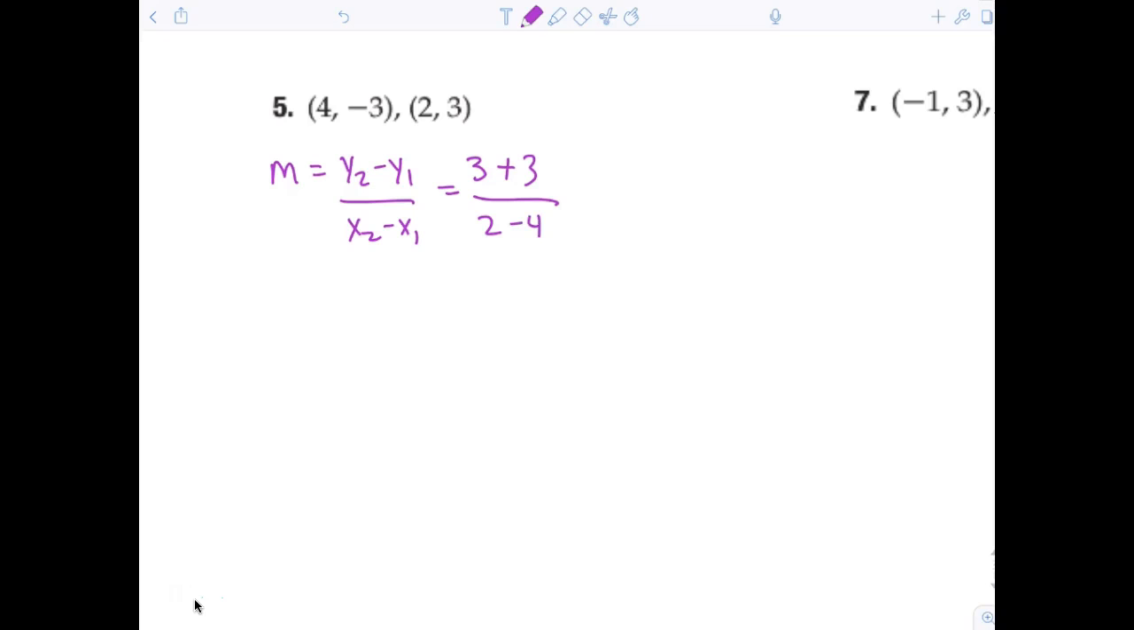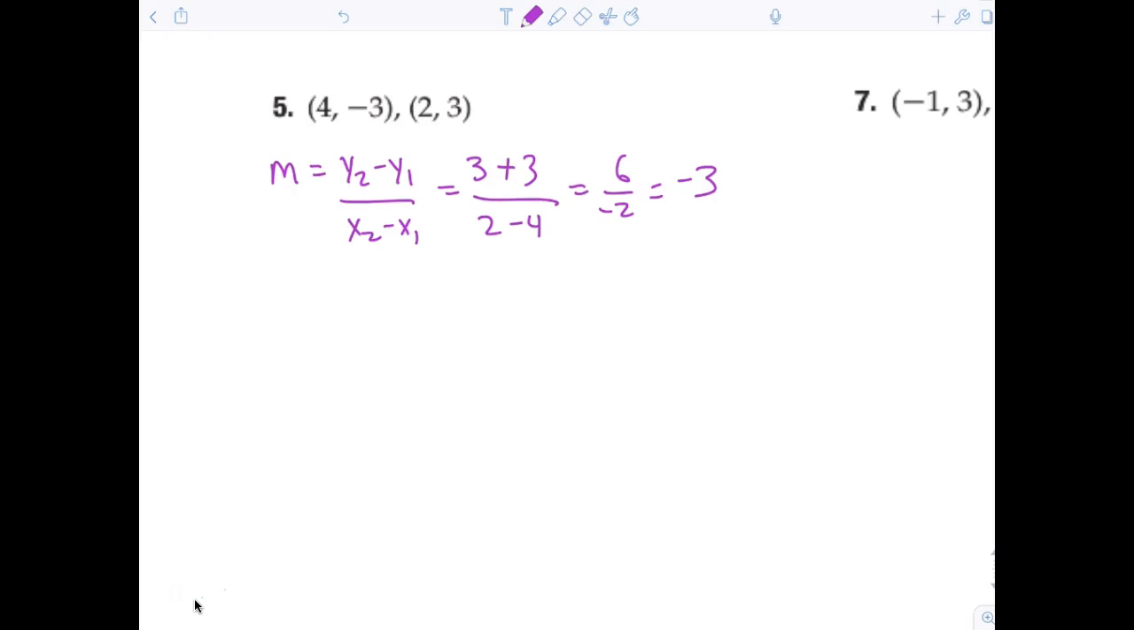Now remember, your job is to make sure that you agree with that. Your job is not to write that down. It's no good if you're just writing it down and you have no idea what I'm doing. That's what you have to figure out. Don't copy. Is everybody okay with that? And so now that simplifies to 6 over negative 2, which is negative 3. So the slope is negative 3.